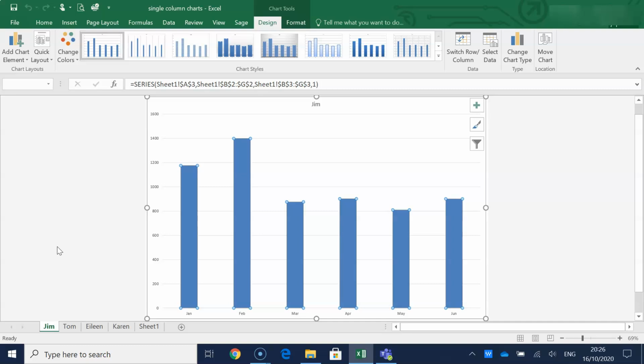In table 4.2, there's only one set of numbers, so the chart displayed in 4.2 has a single column for each month: January, February, March, April, May, June. From the chart in figure 4.2, we can quickly see that February was Jim's busiest month for travelling.